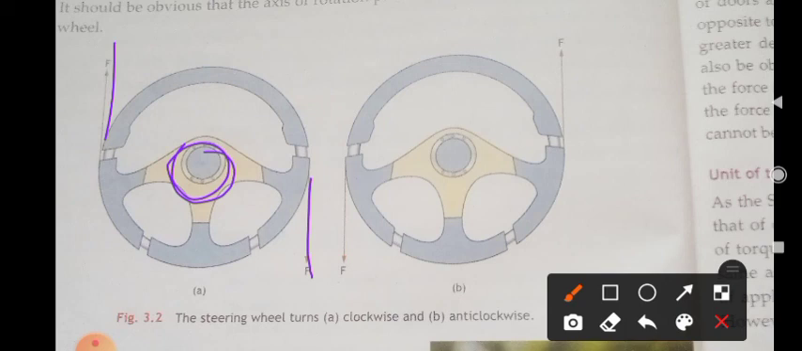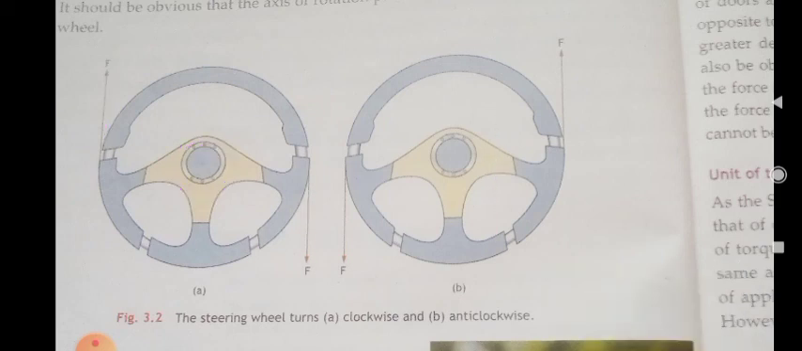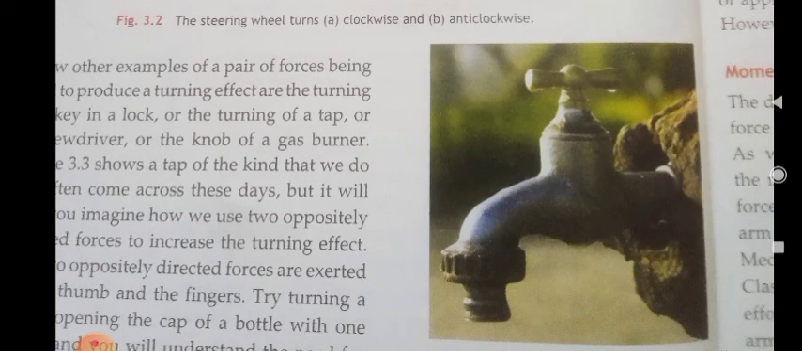Okay, children. Similarly, the old tap used in olden days is also a best example for this turning effect of force. Similarly, doors and windows. The doors and windows are hinged at one end. When we open them, we apply a force on the handle at the other end. The hinged end is fixed. This is the axis of rotation about which the door or window turns.